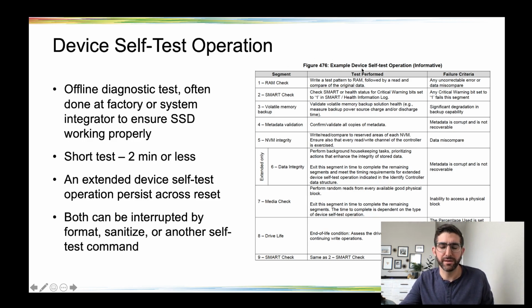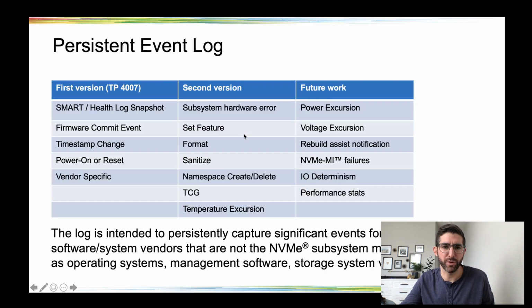Vendors can implement a specific device self-test that they want, or they can follow the example in the NVMe specification that checks the RAM, checks the SMART, checks the volatile memory, checks the metadata, NVM integrity, data integrity, media check, drive life, the endurance, all that stuff. So if you want a simple operation, this is an NVMe 1.3 feature. Some of the new Gen 4 drives and new NVMe 1.3 drives that are out will support this command. If you have an older NVMe drive, it probably doesn't support this. But it's one of these new features in NVMe that's a nice quality of life improvement, being able to do a short, easy test that gives a nice log if it finished, and to identify if the drive is working properly.